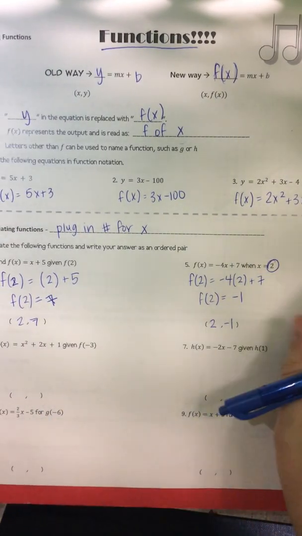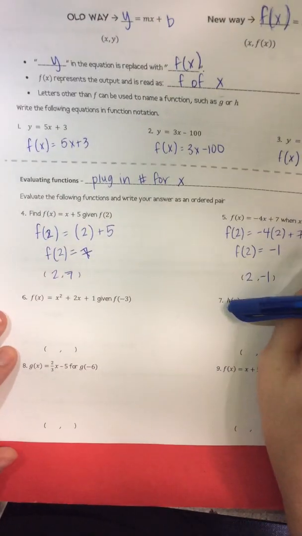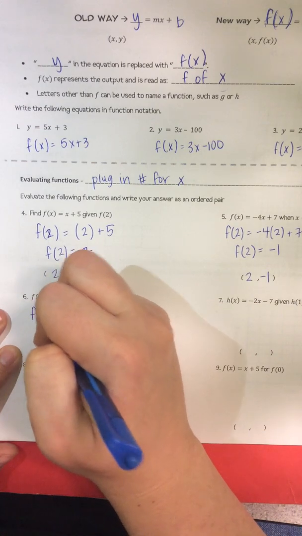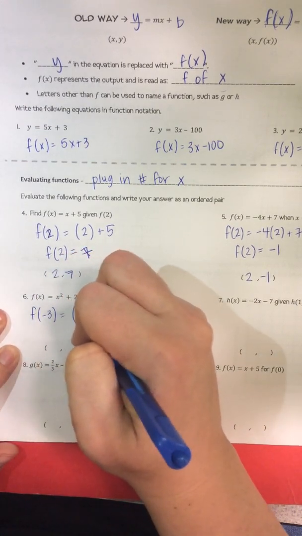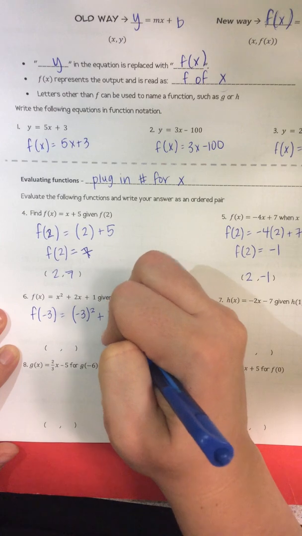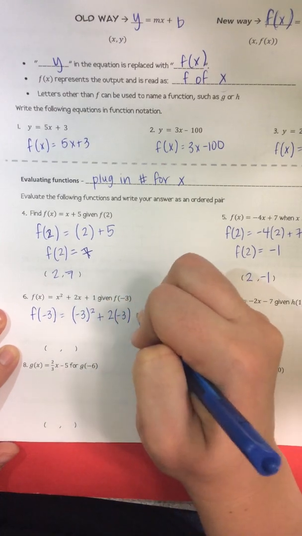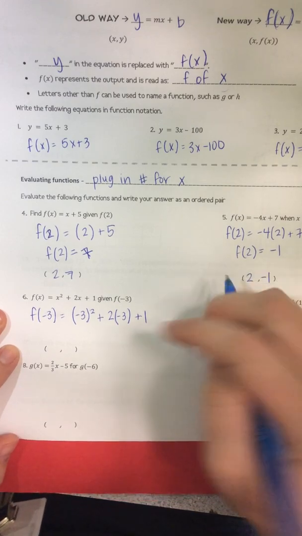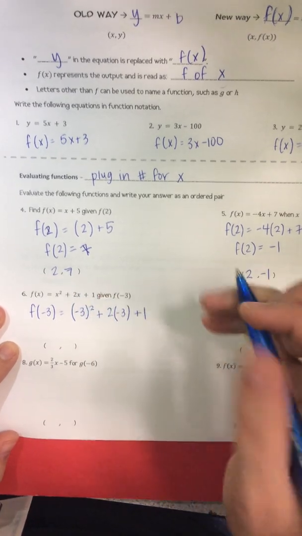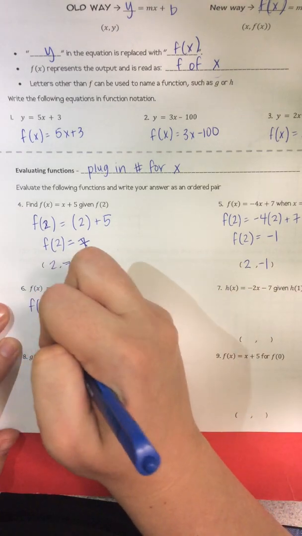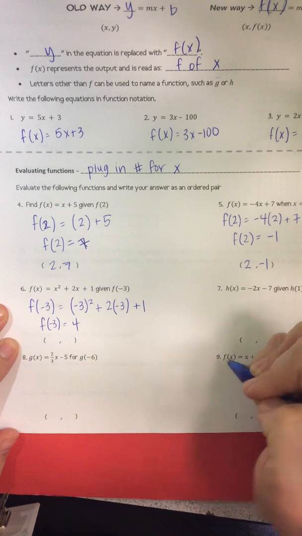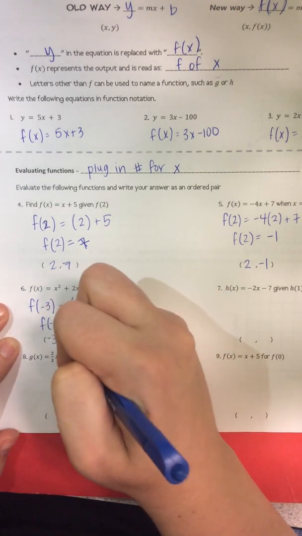Same with this one. It doesn't matter how many x's you have. You're still going to input that number in parentheses. So f of negative 3 equals, in parentheses, negative 3 squared plus 2, parentheses again, negative 3 plus 1. So everywhere there's that x, you're going to put parentheses and your number that they gave you. When I put that into the calculator, I end up getting f of negative 3 equals 4. Okay, so then I'm going to write it as negative 3, 4. So all you're doing to evaluate a function is plugging in.